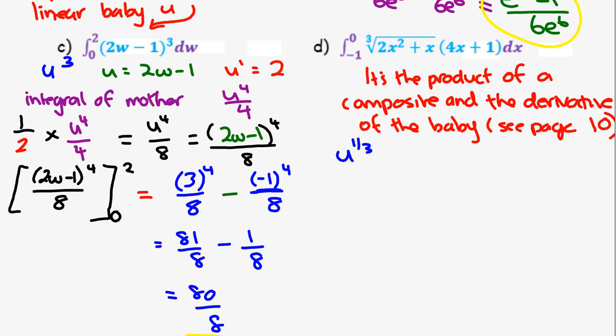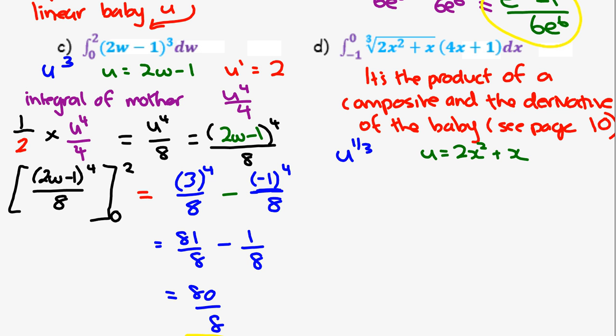We should write out what the u is. What's our baby? 2x squared plus x. So we don't actually need to work out the derivative of the baby. It's right there. But just double check that the other thing is the derivative of the baby. 2x squared becomes 4x plus 1, yeah. So just double check that it is the derivative of the baby that it's being multiplied by.